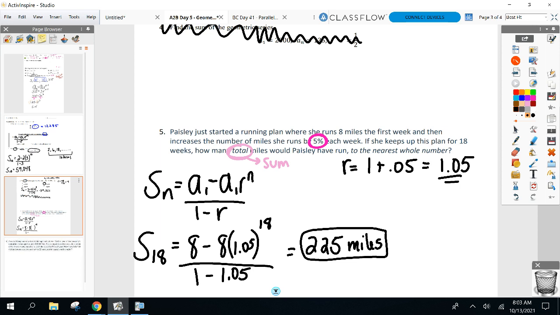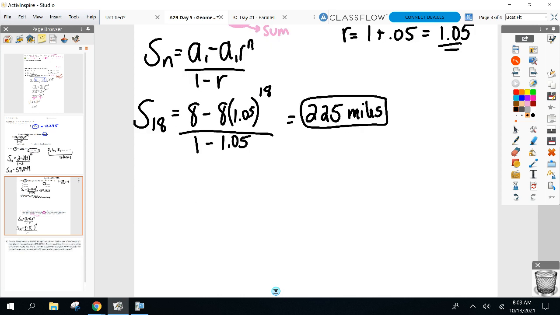Time out. I want to start challenging you. Here's what I saw on the quiz a couple of you do, and you may do again. You did this. You use this formula. When you use this formula, what are you finding? You're not finding the total. You're finding how much he ran on the 18th week. This is to find an actual term in the sequence. This is to add them up.